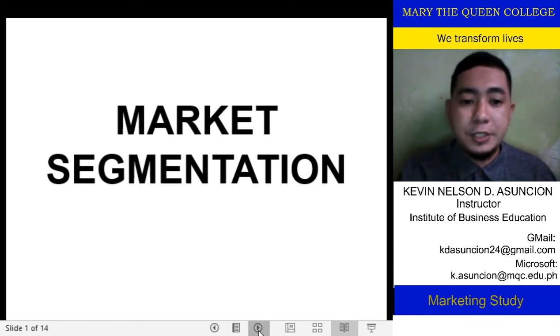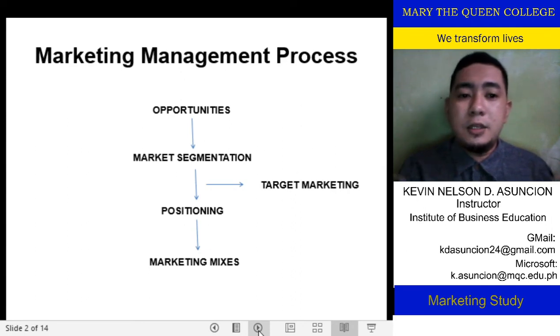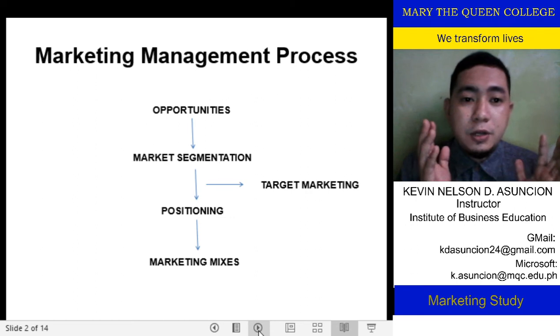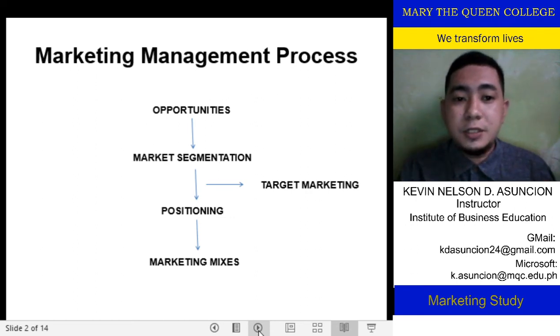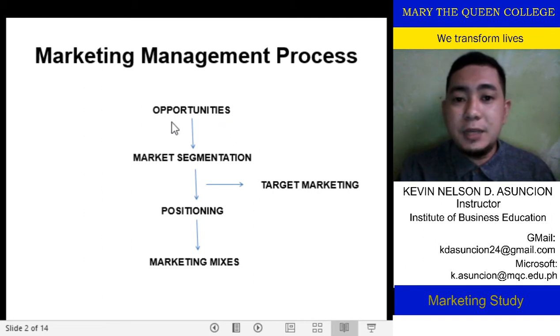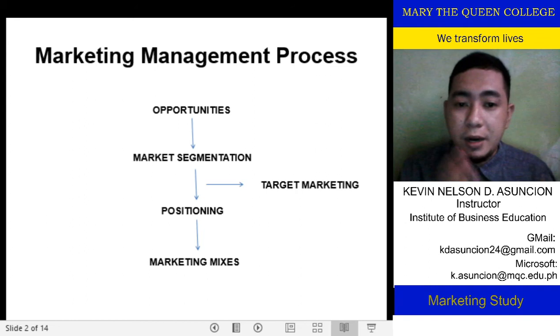marketing management process. Okay, so there's what we call the marketing management process, and your products and your marketing mixes are coming out of opportunities, no? So galing siya sa mga oportunidad, no? That is generated with customer problems and unsatisfied market, no? So knowing that opportunity, you are able to determine the market segment. What's that market segment?